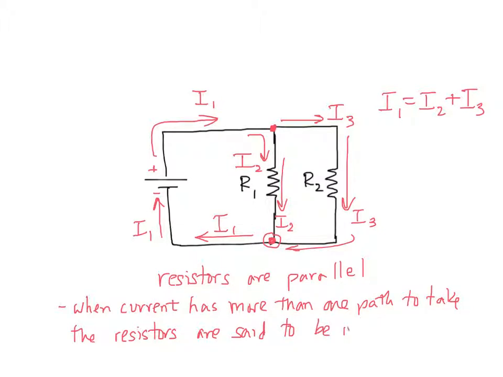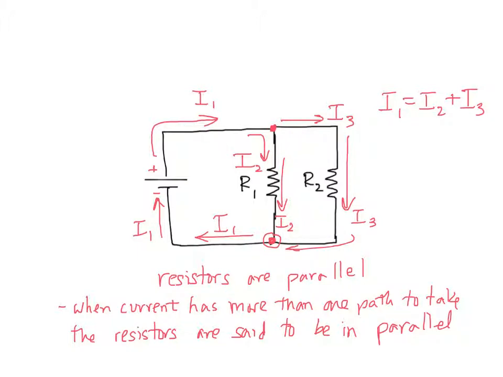So anytime the current is branching, at a fork in the wire, we will say that the resistors are in parallel. The reason that's important is we're going to analyze a circuit to figure out how much current is going through these different branches, because it's important to know how much current is in a circuit. First of all, it's going to be on your AP exam, so you want to know that for doing well on the AP test.